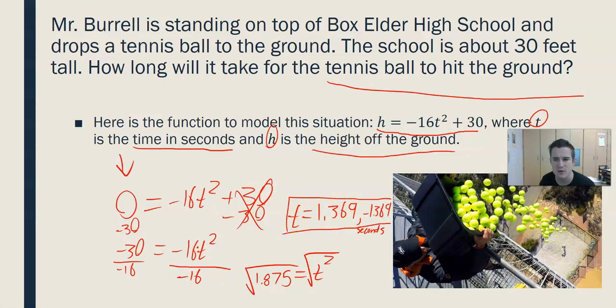Which of those makes the most sense regarding this problem? Probably the positive one. It's going to take almost 1.5 seconds. I'm not going back in time. It's not going to be negative 1.369 seconds. So in this case, this is the answer of my two solutions that makes sense. So if I were to go up on top of the high school right now and drop a tennis ball off the ceiling, it would take about 1.36 seconds to hit the ground. And this is the type of real-world problems that you'll see and that we'll continue to see that can be modeled and solved using quadratic functions.